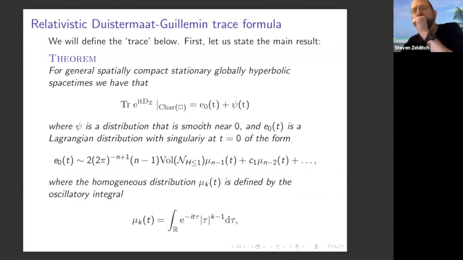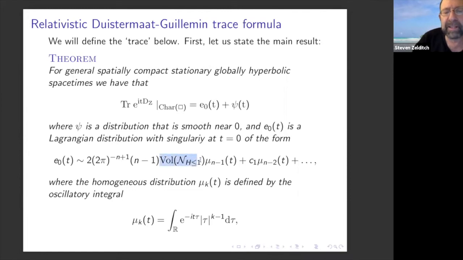So let me state the results. Well, the first result is that if I look at the trace of the Killing flow on the null space of box, it's exactly like the Duistermaat-Guillemin trace formula on a compact Riemannian manifold. You get a contribution at t equals 0, and you get a contribution at the length of every periodic orbit of the Killing flow on the null space of box, and the space of null geodesics, I mean. Everything about it looks very similar.